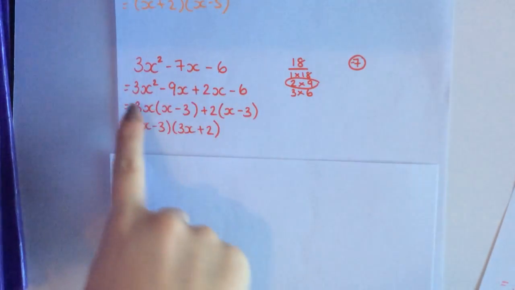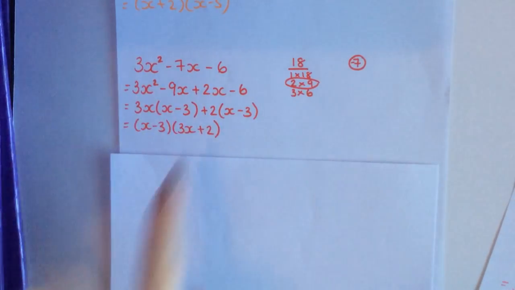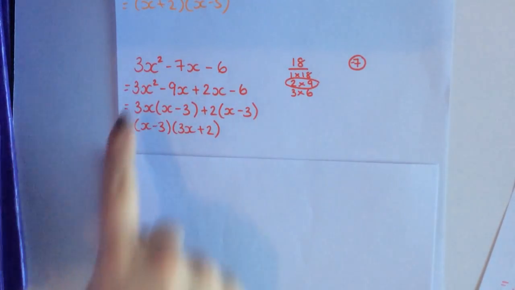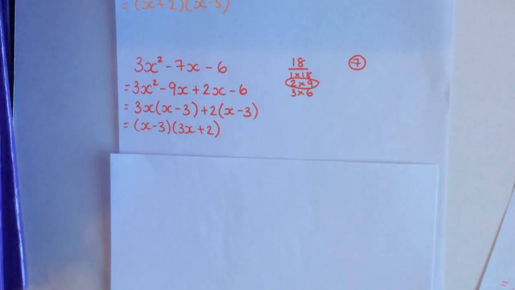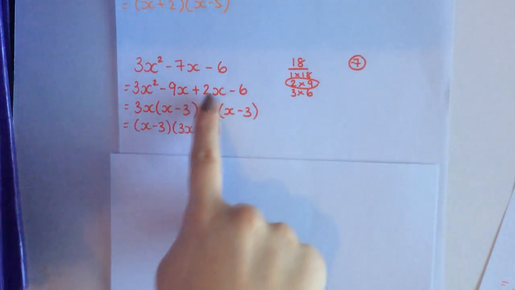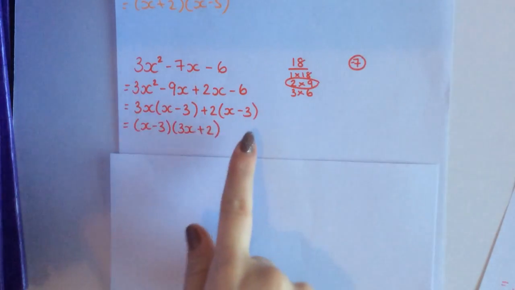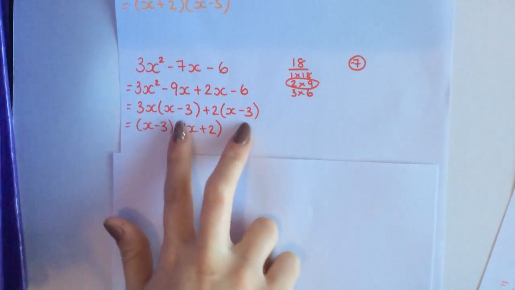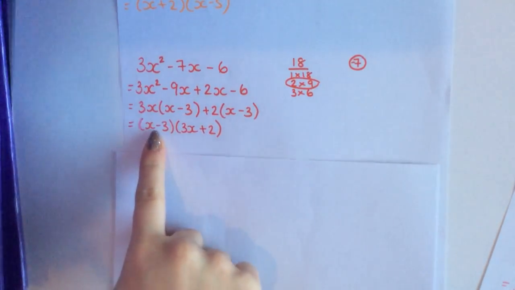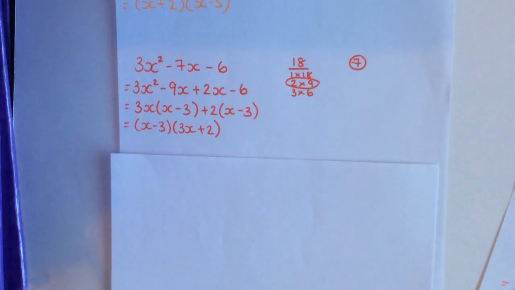So I write this out again, 3x squared minus 9x plus 2x minus 6. Factorising, so I've got 3x, open bracket x minus 3. And then factorise the second terms. I can take a 2 outside the brackets and have the same bracket then inside. Again, I've got the same bracket, so that becomes my first one. And then what is left becomes my second.